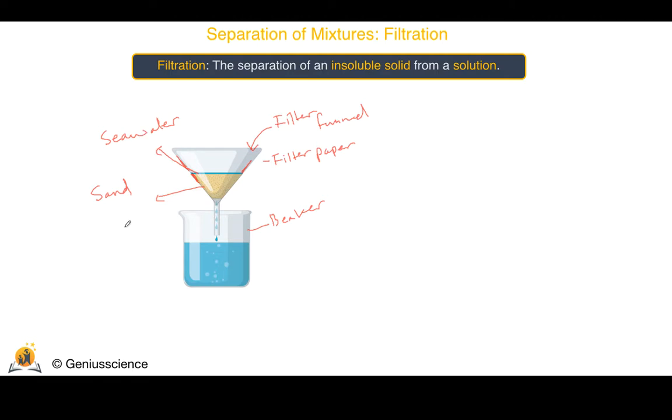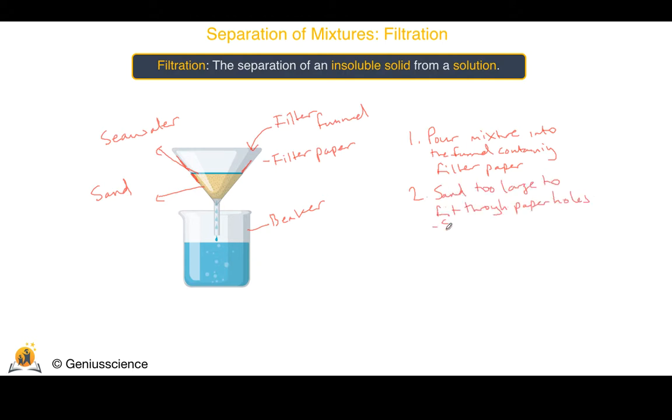So let's explain how to carry out filtration. Step number one, first of all, we have to pour the sand and seawater mixture into the filter funnel containing the filter paper. Now, for part two here, we need to be aware of the fact that the sand particles or the sand grains are too large to fit through the paper holes. However, the salt and water particles are very, very small, so they fit through the holes in the filter paper, so pass through.